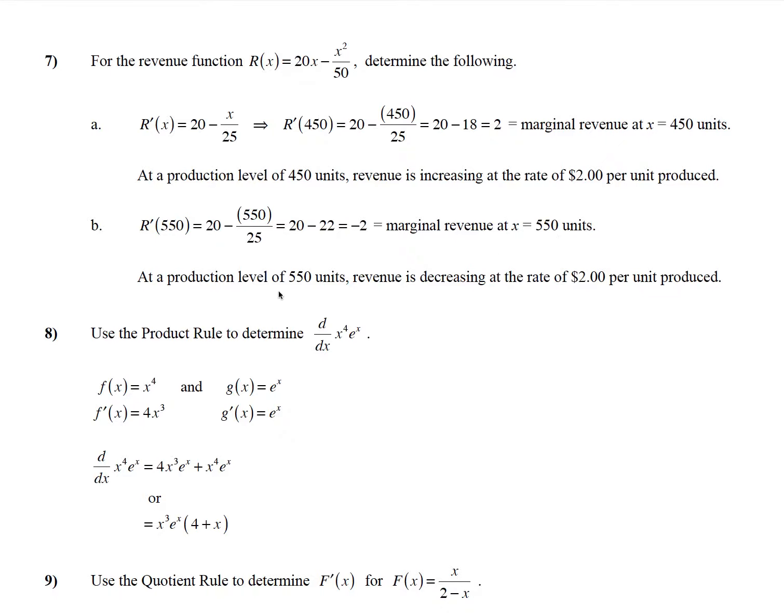So, at a production level of 550 units, revenue is decreasing. Because this is negative, revenue is decreasing at the rate of $2 per unit produced.